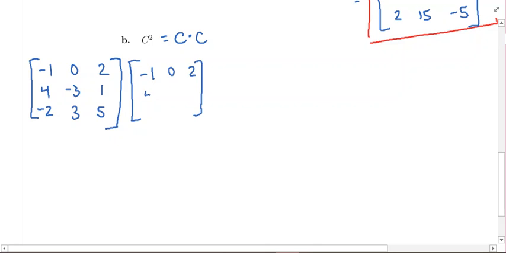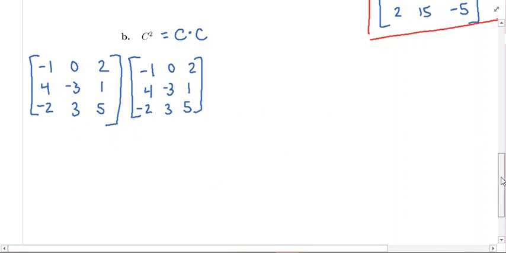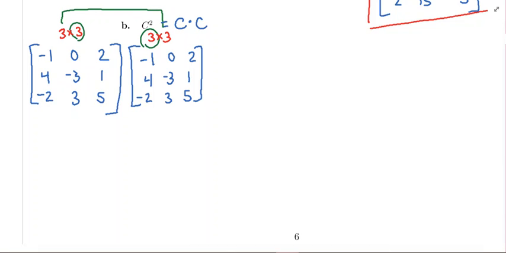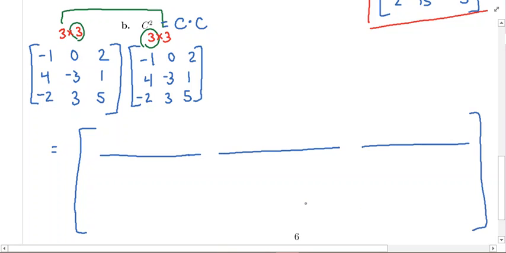First thing we need to check is whether we can actually do this. I'm going to do it up here because I need some room down here. Both of these are 3 by 3, and the inner numbers match, so we can do the multiplication. The result will be another 3 by 3 matrix. So I'm going to map out my result. I need something with 3 rows and 3 columns. Like I said, this is going to be a big one, and then we'll start doing the dot products.